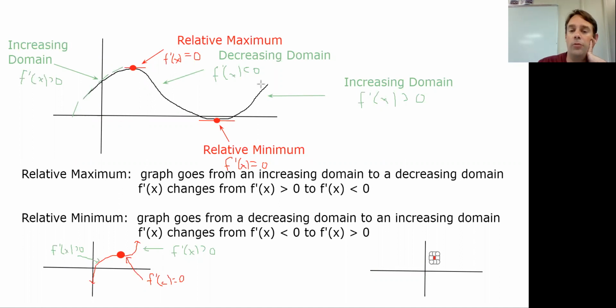What if we had something like this? Instead of a cubic function, what if we had a cube root function? A cube root function has a point where the derivative looks like it is equal to 0, but notice this looks like a derivative that is undefined because it has a vertical tangent line.